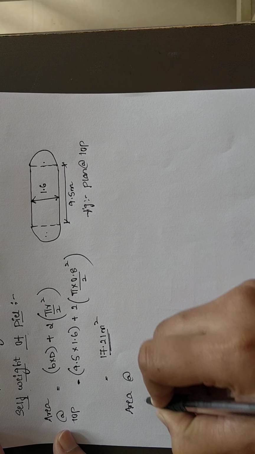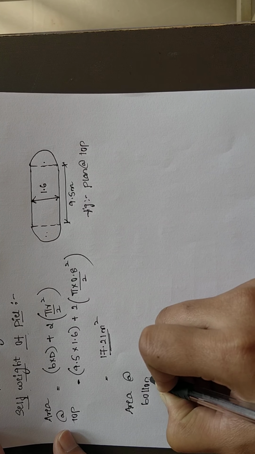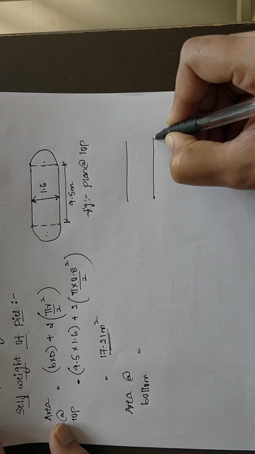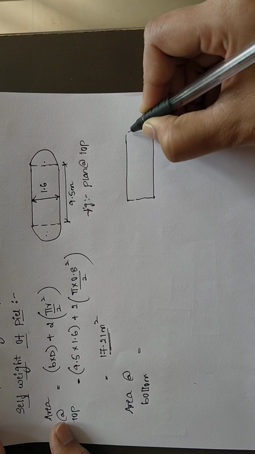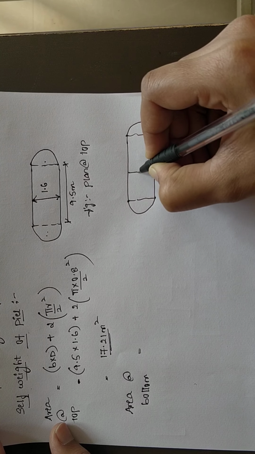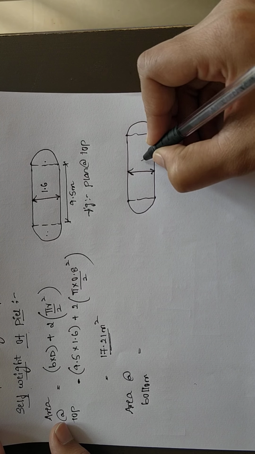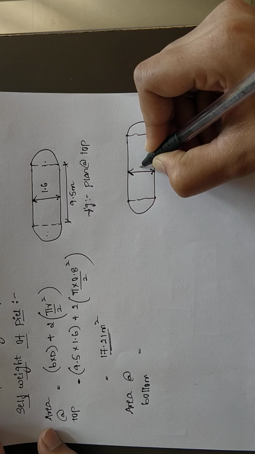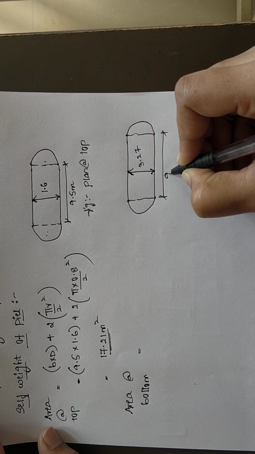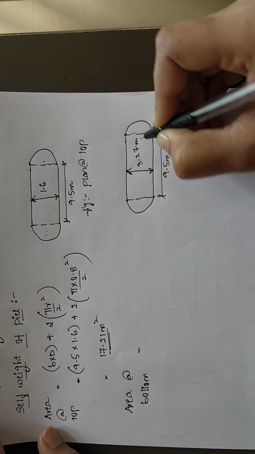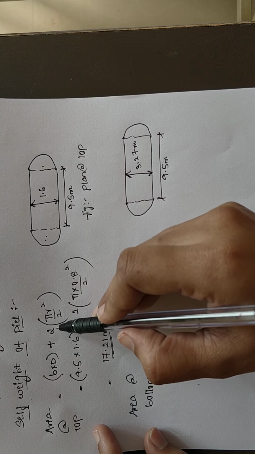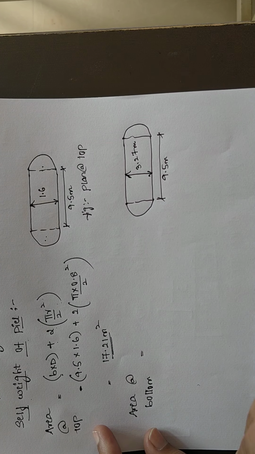Same way, the area at the bottom will look the same as that: one rectangular portion and two semicircular portions. The width at the bottom you have calculated as 3.27, and the width will be 9.5 meter at the bottom. Calculate the area using the same formula, that is B into D plus twice of pi r square divided by 2.